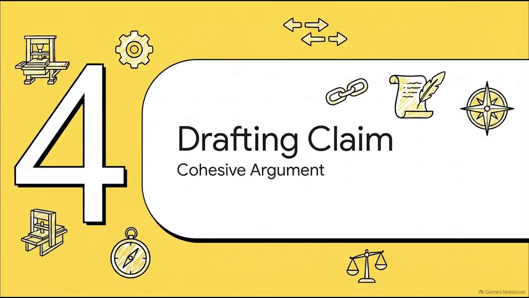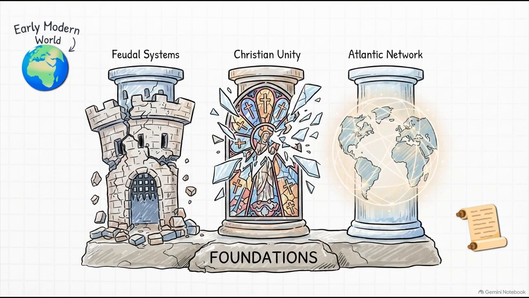All right, step 4, drafting your project claim. We've got our evidence, we've linked our cause and effect, now we bring it all together into a single cohesive argument. Here is our final evidence-based project claim.